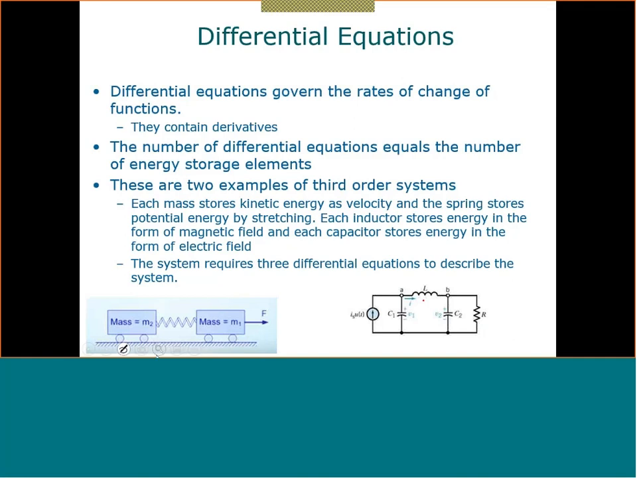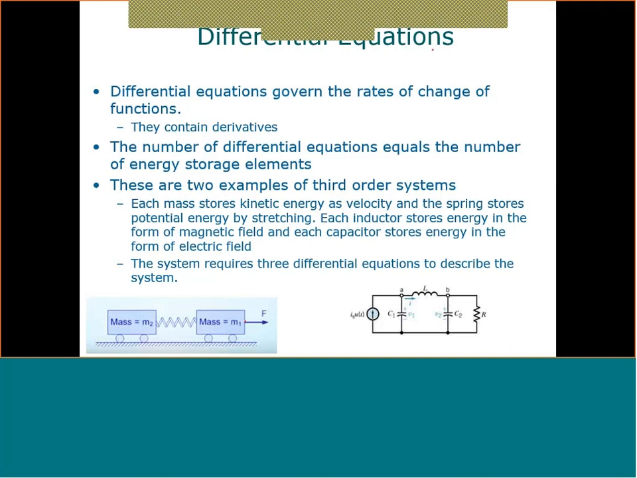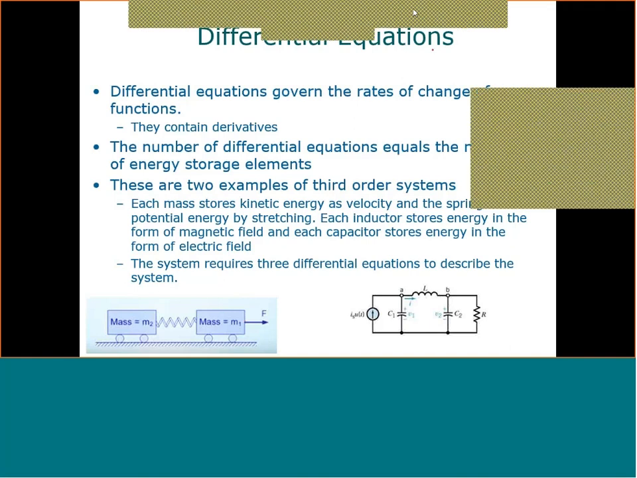When you look at the mechanical system, it's the same thing. Here we have a mechanical system that is composed of 2 masses and a spring, and there's a force in that direction. The 2 masses are storage of kinetic energy, and the spring is a storage of potential energy. So here also we will need 3 differential equations to be able to describe the system.